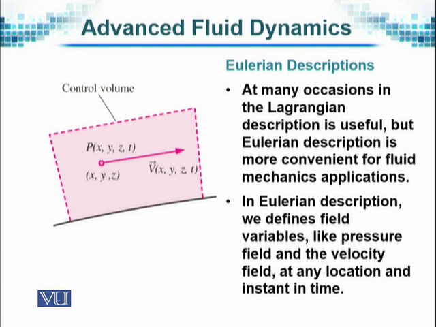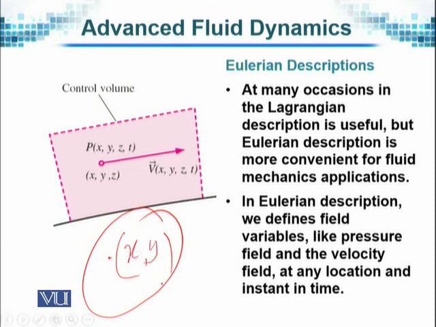And in Eulerian descriptions, we define field variables like the pressure field and the velocity field at any location and at a certain instant in time. So we just take any volume that is under consideration, take a point and choose its coordinates x, y, for example, if we are considering only two-dimensional motion and so on, and then related to that we calculate the velocity and so on, and then generate equations of motion from there.